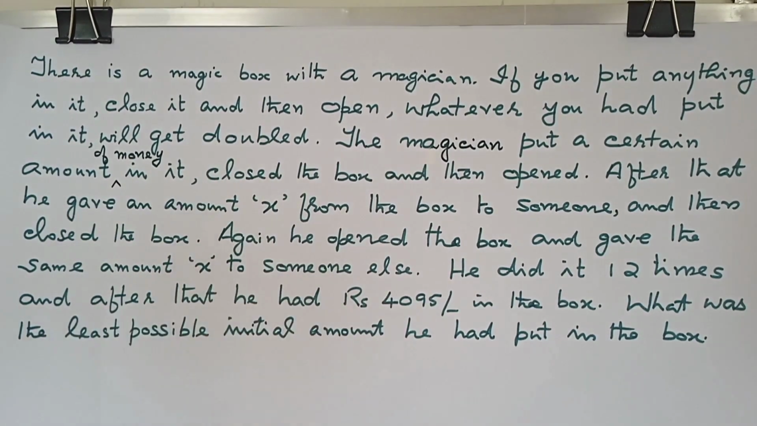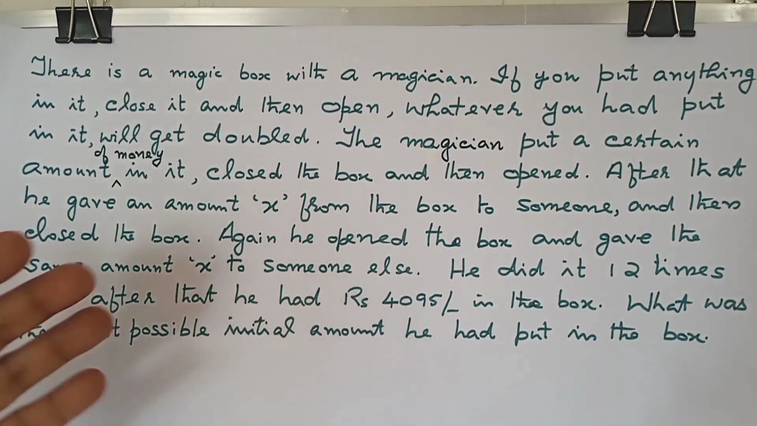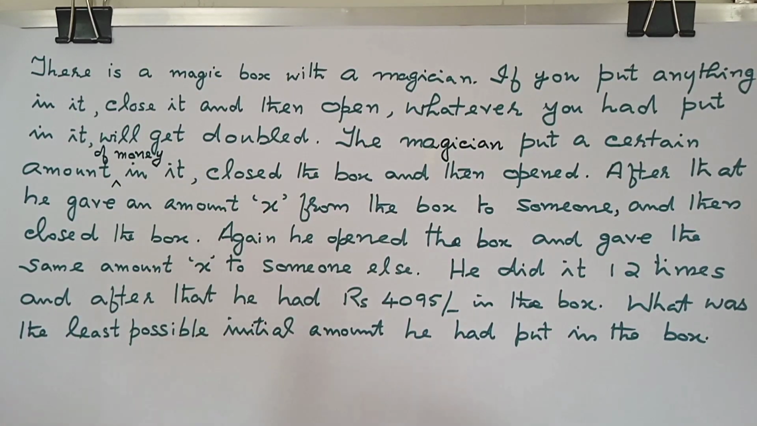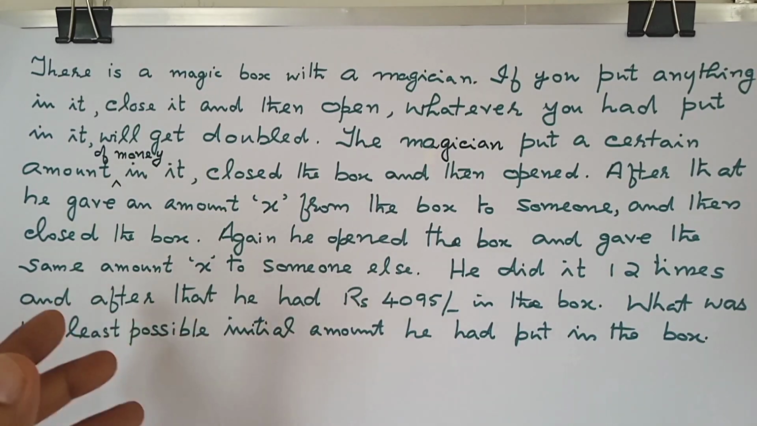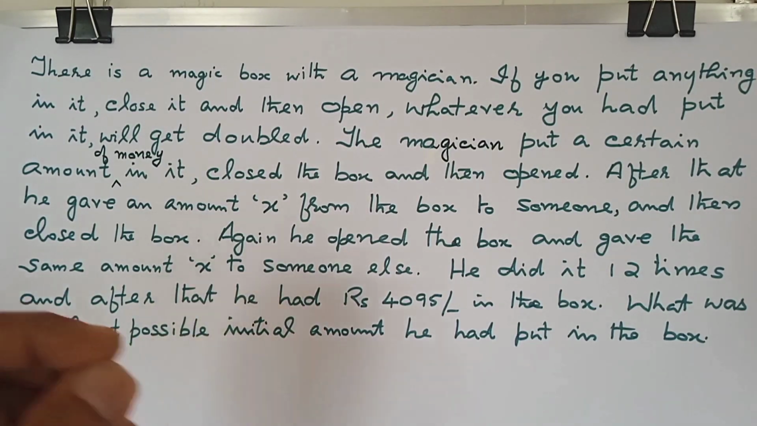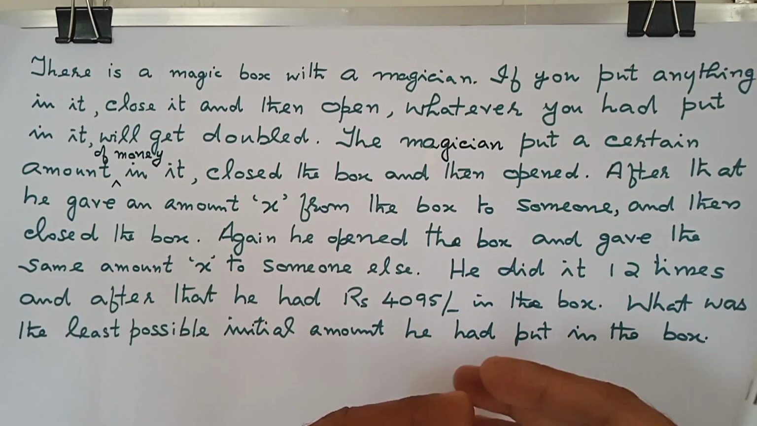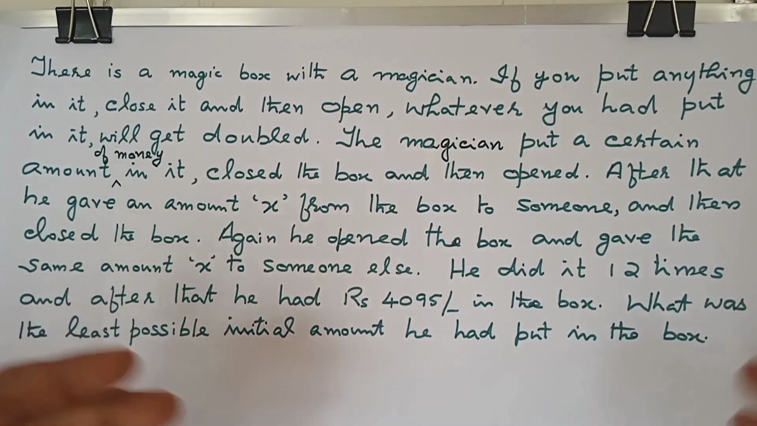The question, as you can see, is pretty long, but I'll make the solution as short and as simple as possible. So you may pause the video for a short while, take a close look at it and get familiar with the different facts and figures given in the problem. We don't know how much money the magician had put initially in the box. In fact, that's what's to be found out in the problem.